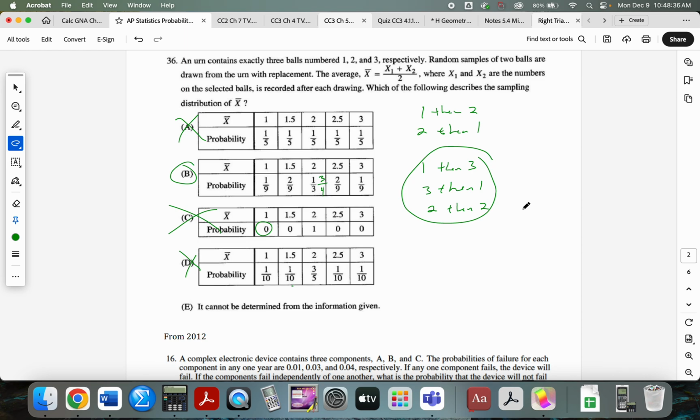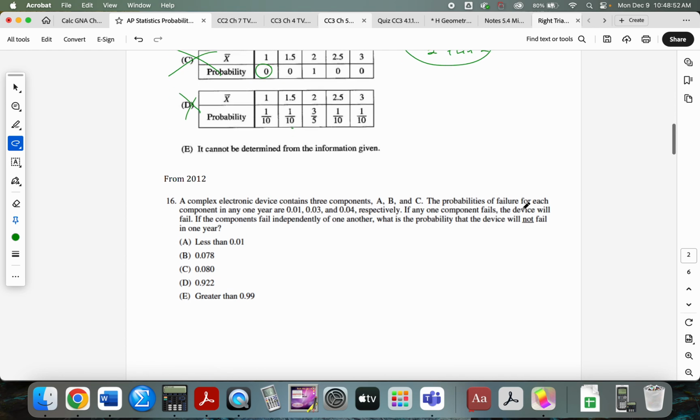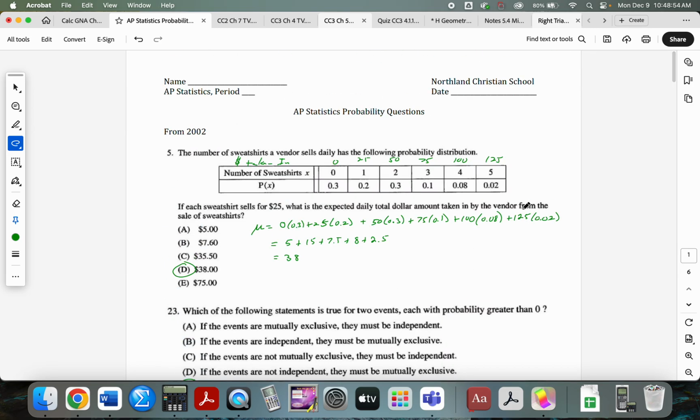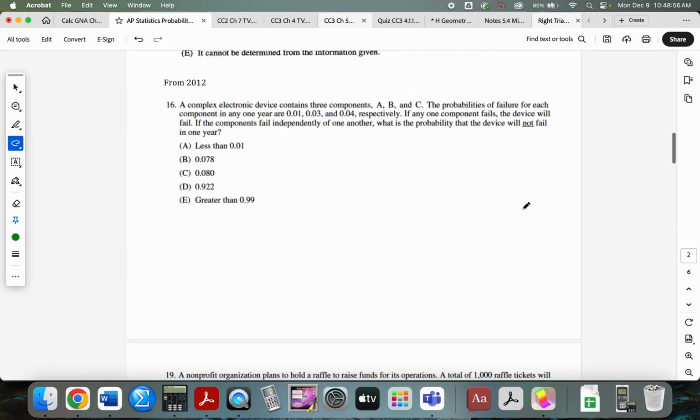So if you add all the numerators before you simplify any fractions, that's got to be your denominator. Oh, okay, yes, that makes sense. It's the only way where you're going to get 1 for the sum of the probabilities. Yeah. Okay? All right. Oh, that's from 2002. From 2012.